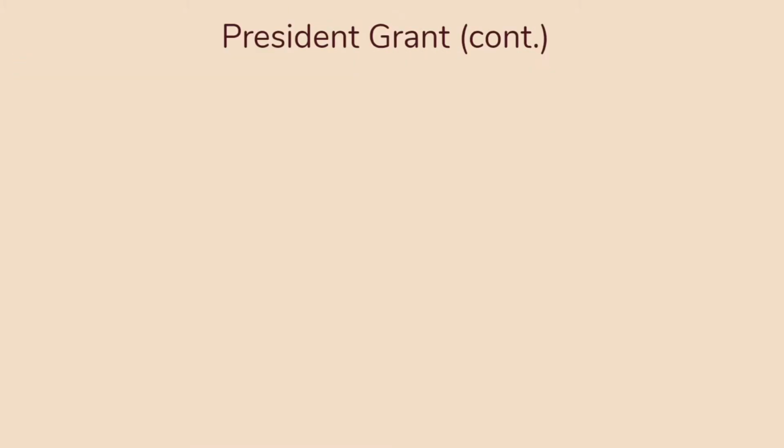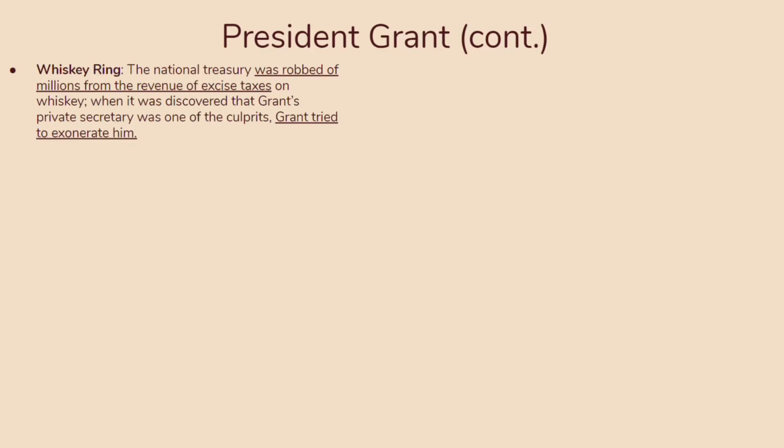Okay, so let's talk about what exactly happens during Grant's administration. For one, you have the Whiskey Ring, where the national treasury was robbed of millions of dollars from the revenue of excise taxes on whiskey. And when it was discovered that Grant's private secretary was one of the culprits, Grant tried to exonerate him. So early on, you're seeing lots of corruption and lots of scandals.